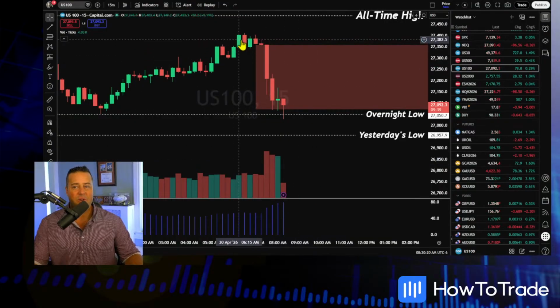I don't know about risking a huge range against such a strong intermonthly trend as we've seen in the US 100. So something to think about there.